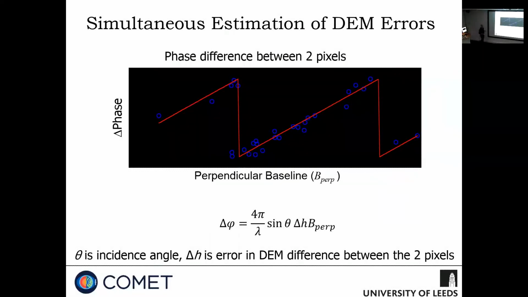You can do a similar thing for modeling the DEM error as well. In this case, instead of time on the x-axis, it's now the perpendicular baseline. And it turns out that you expect the phase to vary linearly with perpendicular baseline. The equation is given here. Essentially, this is just a constant. So you take the slope of this, which is this constant, and you can see the delta range term is in there. I should add, it's actually the DEM error of the DEM difference.